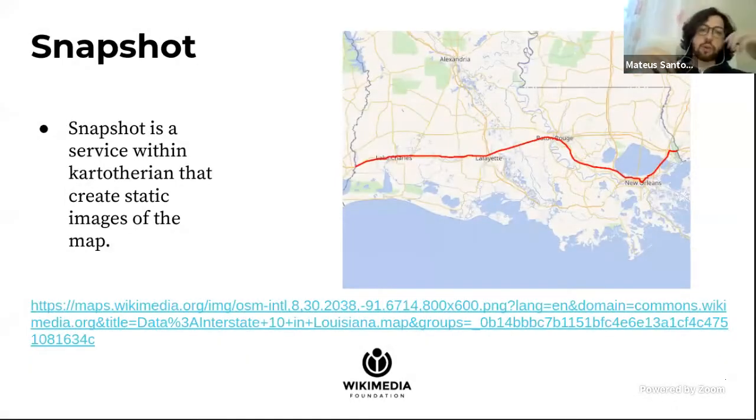Also with Kartotherian, we have another part of the service, which is Snapshot. Snapshot is a way to render and serve static images. Snapshot is important because we can also render data from Commons or Wikidata and put it on an image of the map, so it can be served to Node.js clients on Wikipedia. That's the main reason for the Snapshot service to exist.